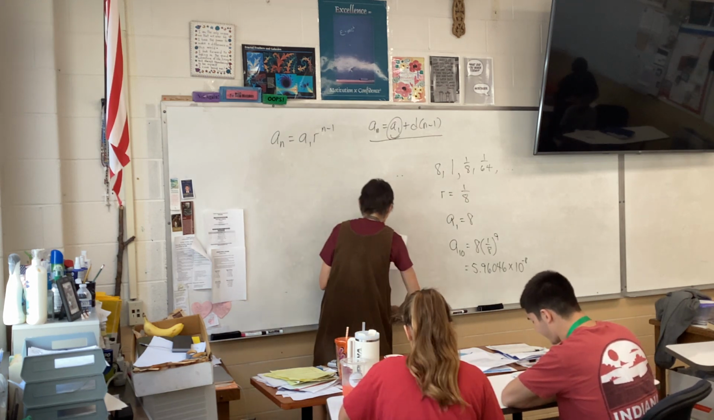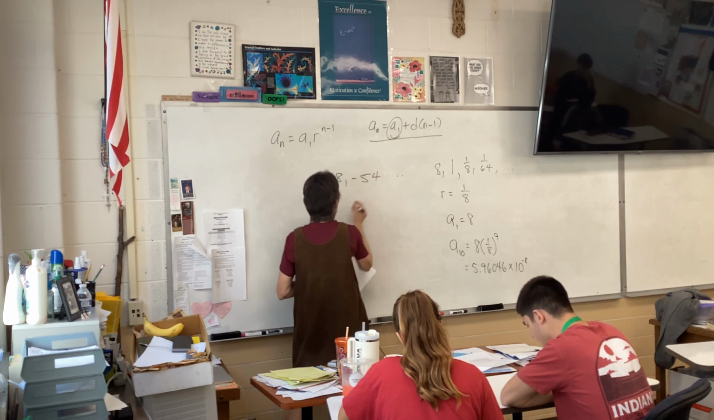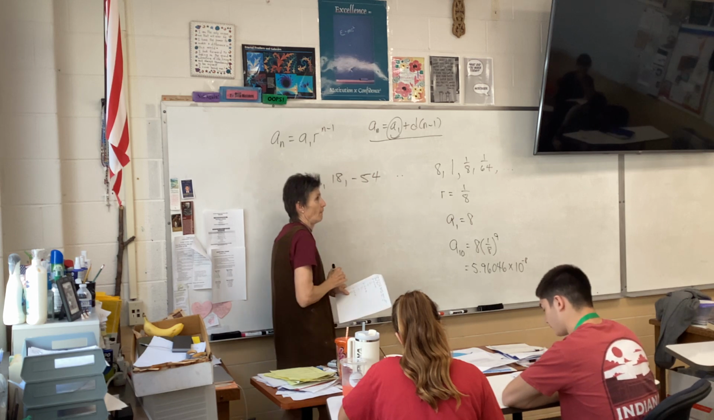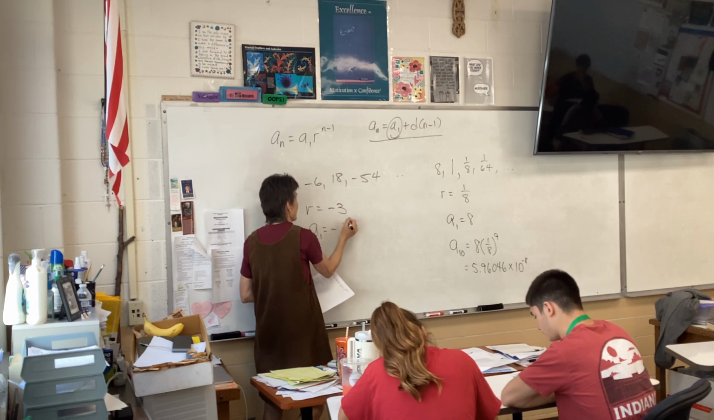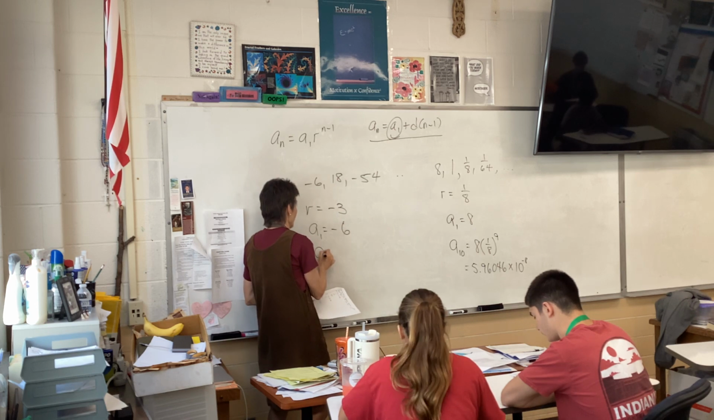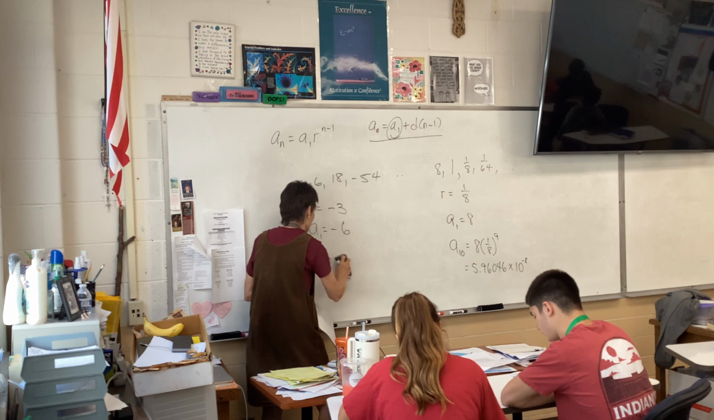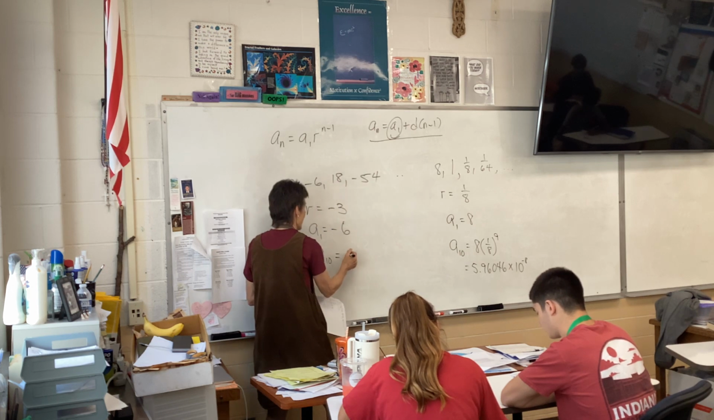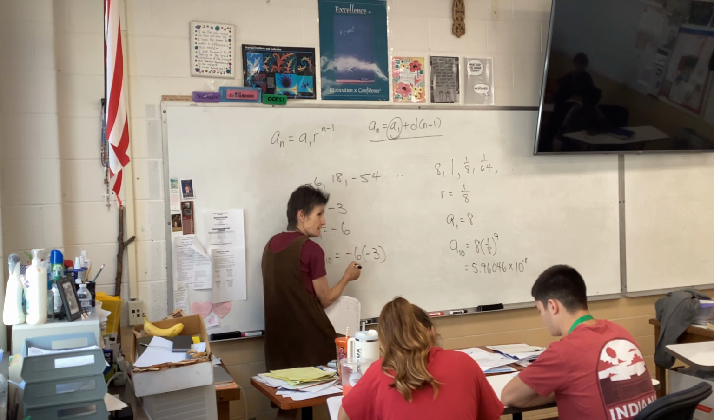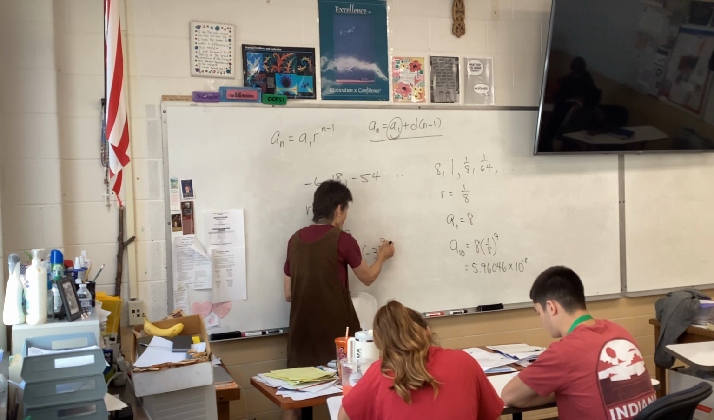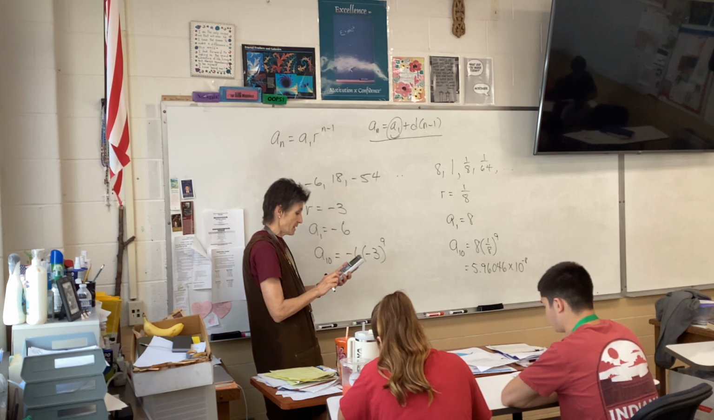Here we go. -6, 18, -54. What are we multiplying by? What's our ratio? -3. First term is -6. What's the 100th, or not the 100th, the 10th term going to be? -6 times -3 to the 9th power, all right? Let's see if we can get this one.